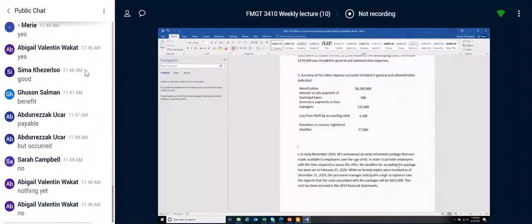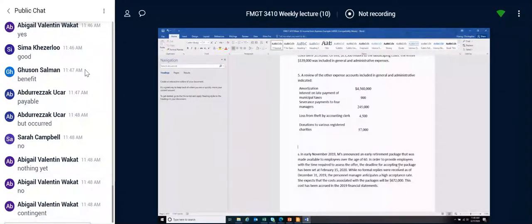So then what kind of liability is this? It's not a normal liability. What is this? It's a contingent liability. That's right, because it's contingent on these employees accepting the package. So the question is, how does tax treat contingent liabilities?